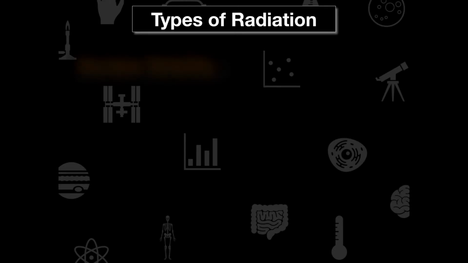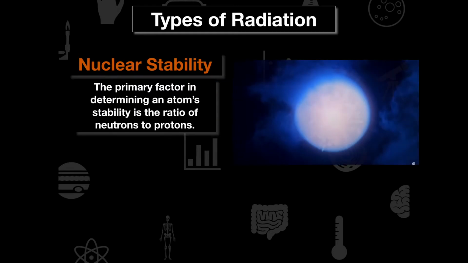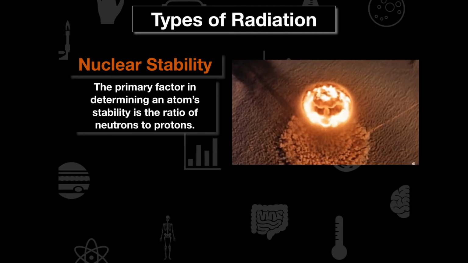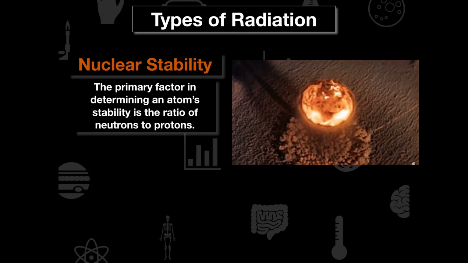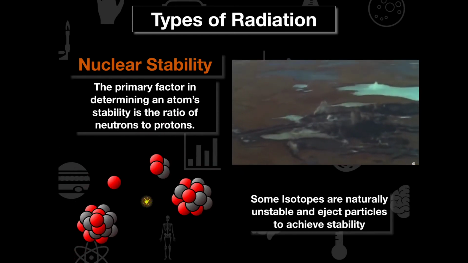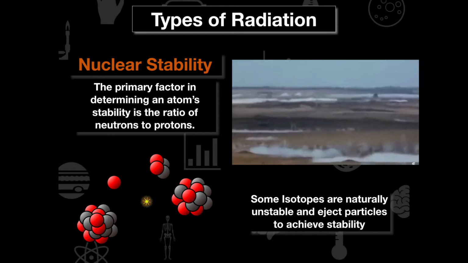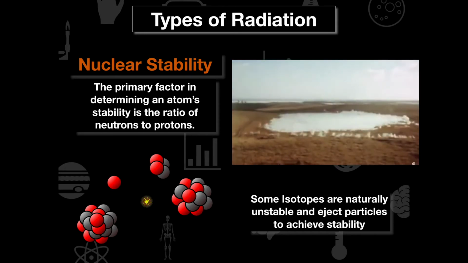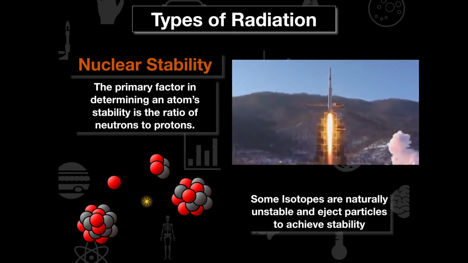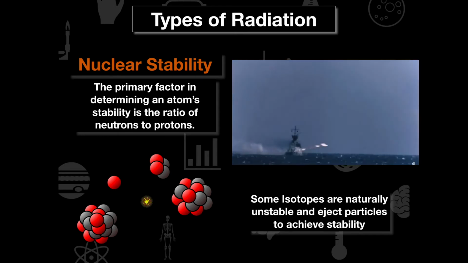Now, when we're talking about this radiation, the reason that these reactions are occurring is nuclear stability. The primary factor in determining an atom's stability is the ratio of neutrons to protons. Some isotopes are naturally unstable and they eject particles to achieve this stability. We're artificially doing this when we have a nuclear reactor in a nuclear power plant. We're trying to artificially get these nuclei to rip apart and release energy in the process.